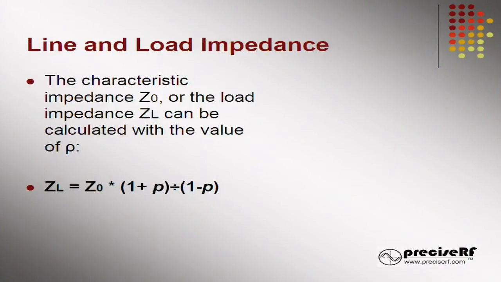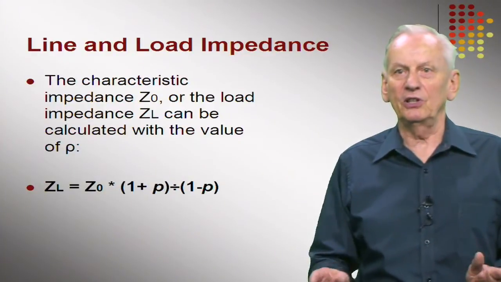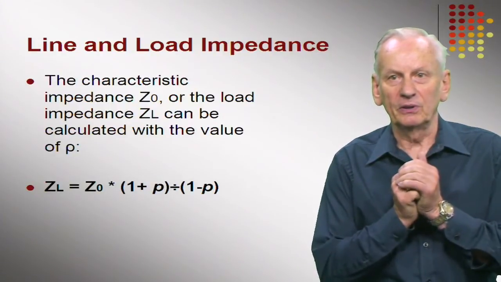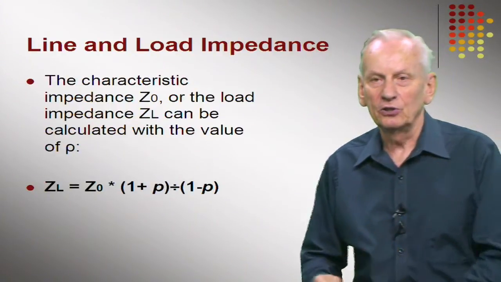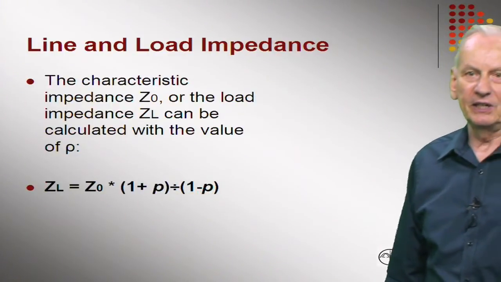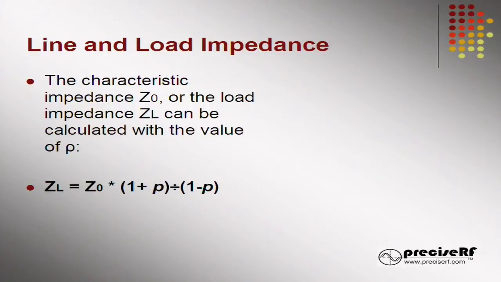Now finally we have line and load impedance. The characteristic impedance ZO or the load impedance ZL can be calculated with the value of P. So we have that formula right here, so that ZL equals ZO times 1 plus P divided by 1 minus P.